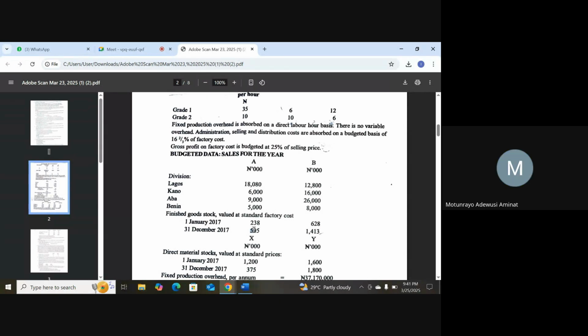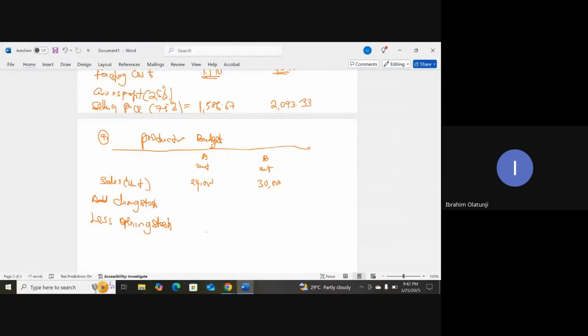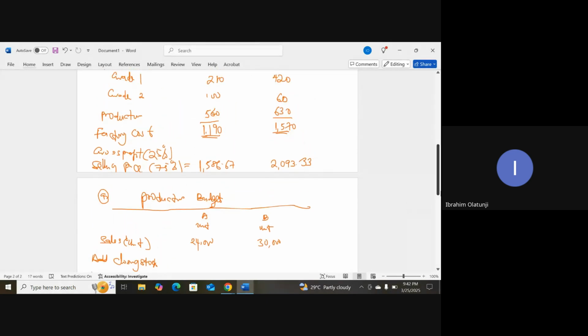And they are giving us 295,000 to be our product A, and 1,413,000 to be our product B. Then for product A, which is 595,000, it is unit that we are talking about. Then we can divide it by the factory cost, because this is our factory cost.